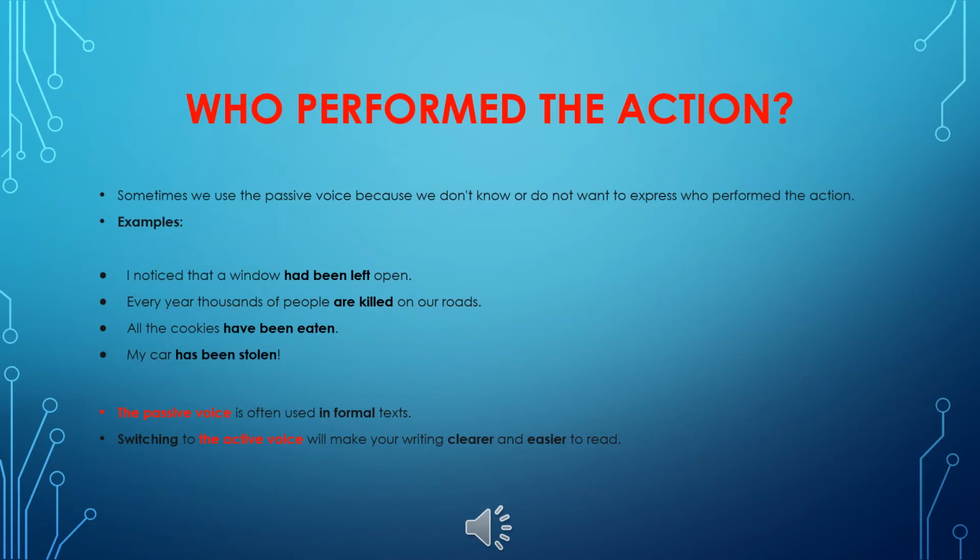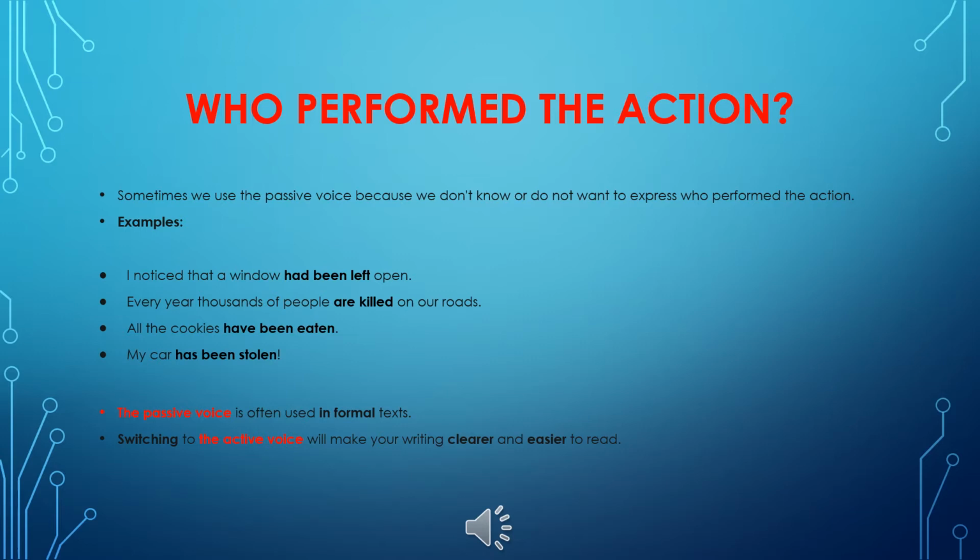Sometimes we use the passive voice because we don't know or we don't want to express who performed the action. For example, I noticed that a window had been left open. Every year, thousands of people are killed on our roads. All the cookies have been eaten. My car has been stolen.